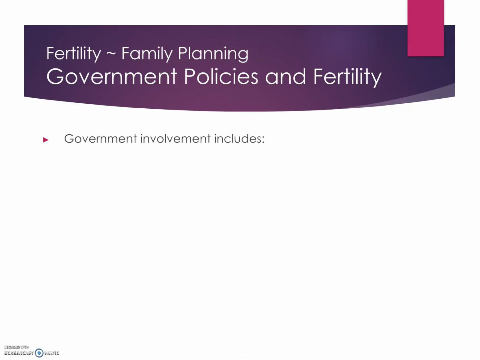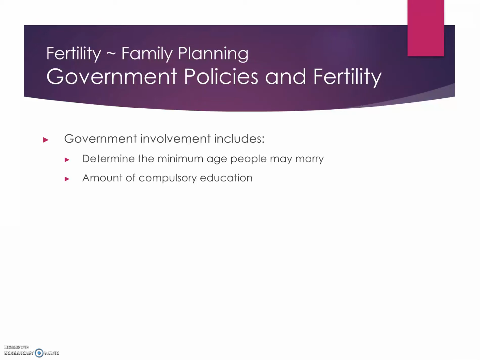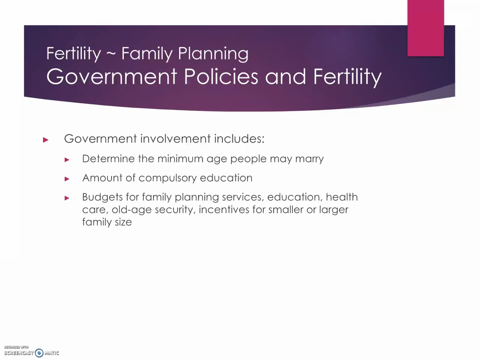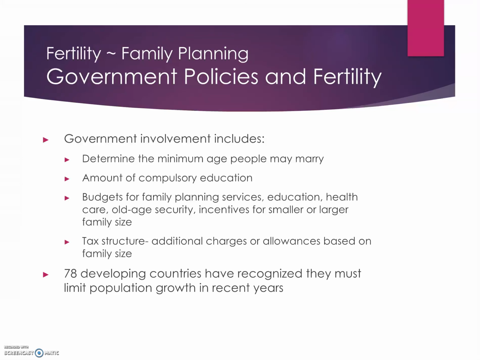If we look at some government policies on fertility, governments can determine the minimum age people may marry, and the amount of compulsory education, which will slow down fertility rates. They set budgets for family planning services: how much is your government willing to put into education, healthcare, old age security, and incentives for smaller or larger family size? Looking at tax structure, are there additional charges or allowances based on family size? And 78 developing countries have recognized that they must limit their population growth in recent years. They need to take some actions. The most common example is China that we've spoken about.